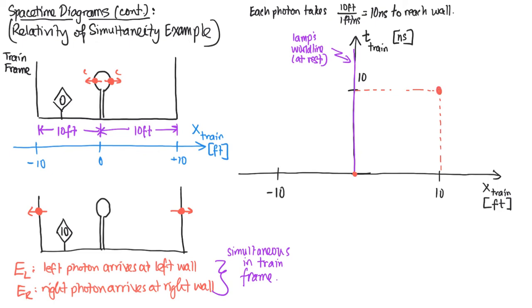that photon reaches x equals 10 at a time of 10. So this red line is the photon world line, and at this point it hits the wall and then gets absorbed by the wall. In addition to drawing the lamp's world line, let me also draw the world line for the right wall. The right wall starts at x equals plus 10 and it stays there forever. So here I can draw a vertical line at x equals 10, and this is the right wall's world line.